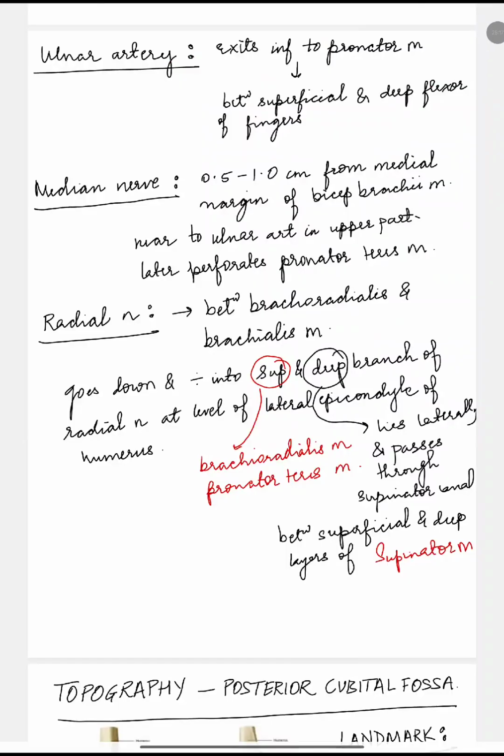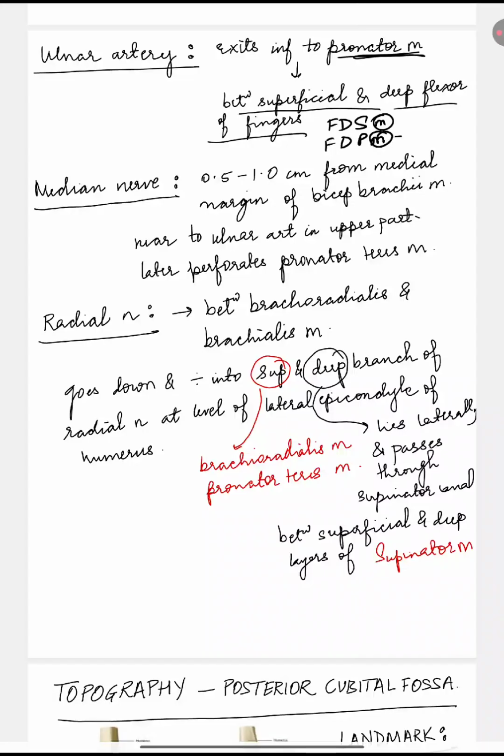Now, next is ulnar artery. Ulnar artery, it exits inferior to pronator muscle which is in the upper part, and it is later located between superficial and deep flexor of the fingers, which are flexor digitorum superficialis muscle and flexor digitorum profundus muscle.